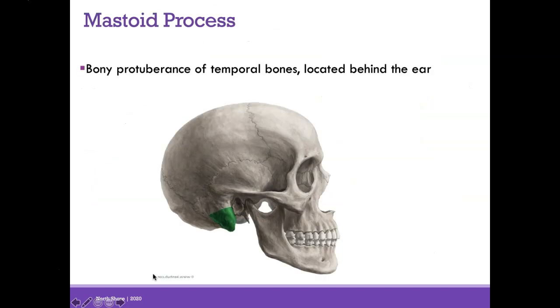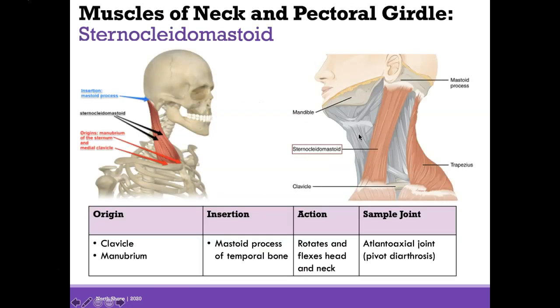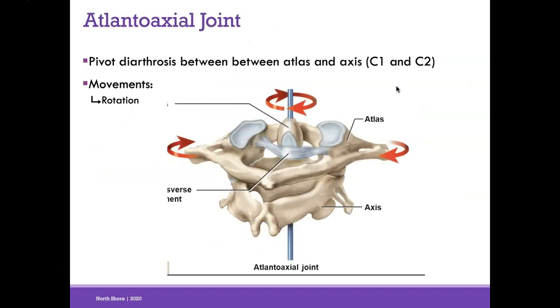And that's part of the temporal bone, the mastoid process. So I'll show you a picture of the mastoid process. So this is the temporal bone over here. So the mastoid process is a protuberance of the temporal bone behind the ear. And again, that's what's shown up here, where the SCM inserts. And here is that joint, the atlantoaxial joint, which is a pivot diarthrosis between the atlas, which is C1, and the axis, which is C2. And again, this allows for rotation at the atlantoaxial joint.